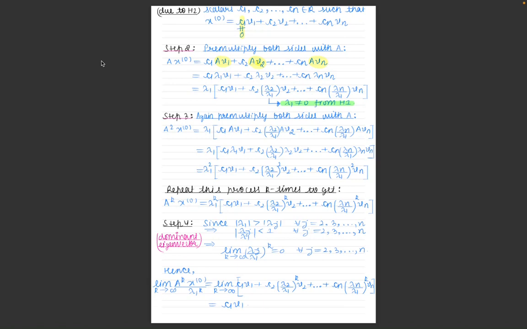let me just put it into a better frame. Yeah, I think this is the best I can do. So it will be k, then it will be k, then Vn. So everything will go to 0 and it will just be your C1 V1, right?